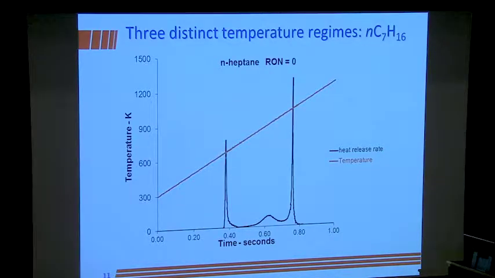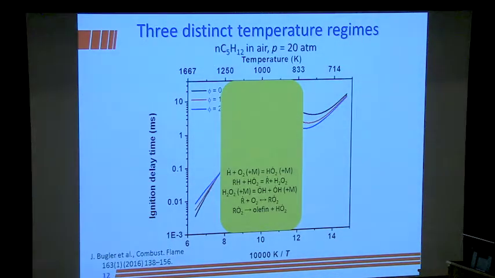So you've got the low temperature kinetics, the intermediate temperature kinetics, and the high temperature kinetics all combining to give this heat release rate curve. All right, so we focused yesterday primarily on the high temperature kinetics. So now, first I'm going to switch back to the intermediate temperature chemistry, and then later we'll do the low temperature chemistry. All right?